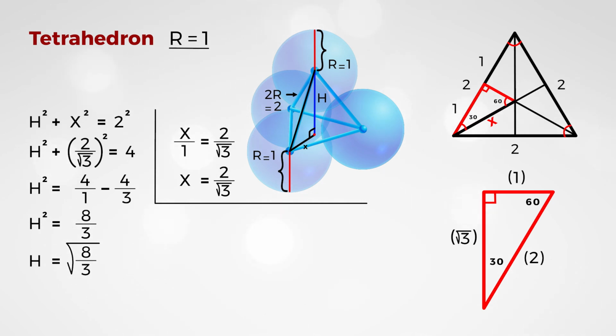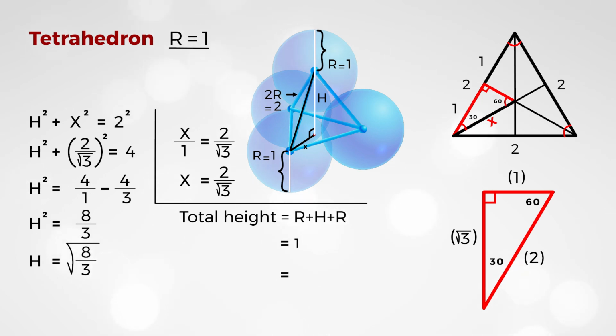And now finally, the total height from top to bottom, total height was this right here, which is r, plus this h, plus this r right here. And therefore that is 1 plus the square root of 8 over 3, plus 1. So this is 2 plus the square root of 8 over 3. And if you want a decimal value, it will be approximately 3.633. So there you have it. That is how you figure out the height of that figure.